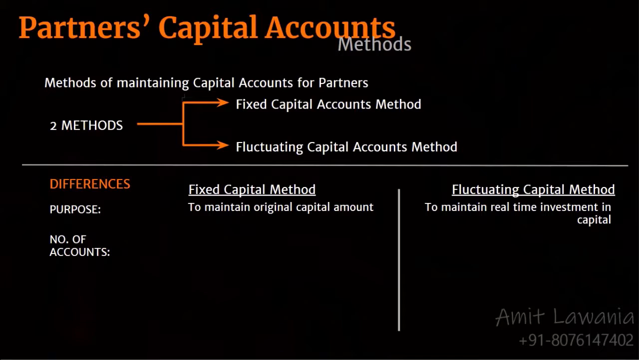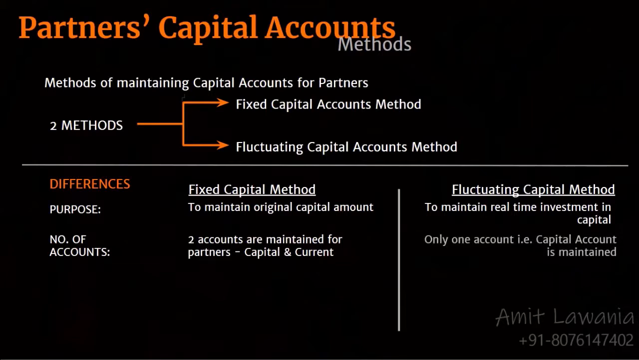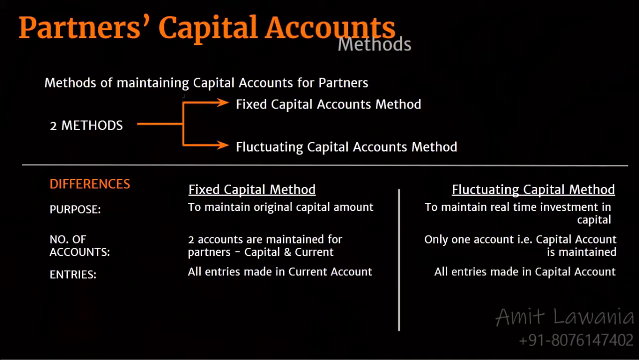What kind of accounts are maintained under the two methods? Under fixed capital method, two accounts are maintained, that is partners' capital and partners' current accounts. In fluctuating capital method, only the capital account of the partner is made. Where do the entries go? In fixed capital method, all the entries during the year are recorded in the current account. Whereas in fluctuating method, each transaction is adjusted to the capital account of the partner.